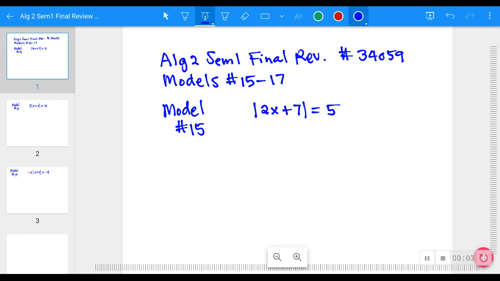Okay, welcome back to Algebra 2 Semester 1 Final Review. This time we're going to be looking at models for problems 15, 16, and 17.